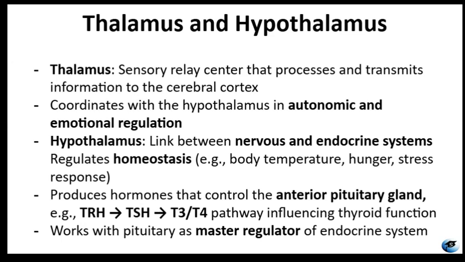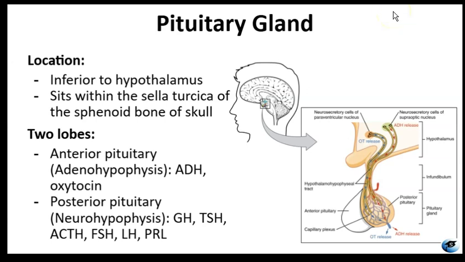The hypothalamus produces several hormones that control the activity of the anterior pituitary gland. For example, it releases thyrotropin-releasing hormone, TRH, which signals the pituitary to release thyroid-stimulating hormone, TSH, which ultimately influences the production of thyroid hormones, T3 and T4. Together with the pituitary gland, the hypothalamus acts as the master regulator of the endocrine system, coordinating hormonal signals that maintain overall physiological stability. The pituitary gland is a small but powerful endocrine gland located just inferior to the hypothalamus.